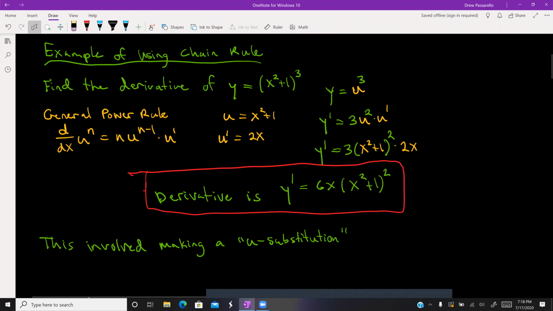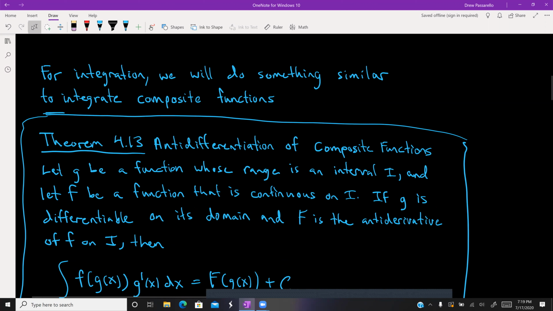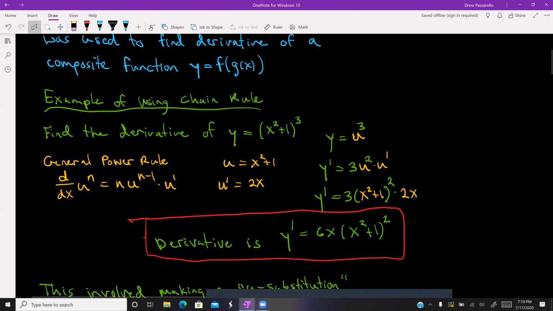And this is a composite function because I have a function that consists of another function, because the x squared plus 1 itself can be considered a function. And then cubing something can be considered another function. And the point is that it involved a U-substitution. So for integration, we'll do something similar. For integrating composite functions, just like the chain rule was applied to find the derivative of composite functions. Specifically, this one I did the general power rule.